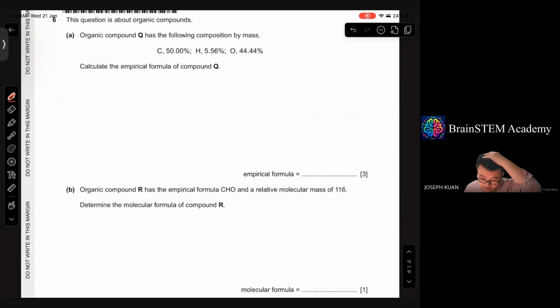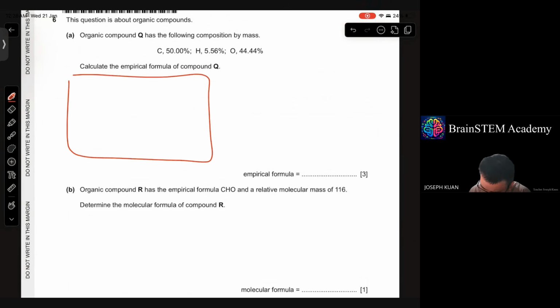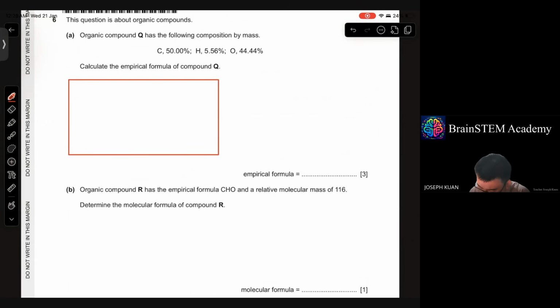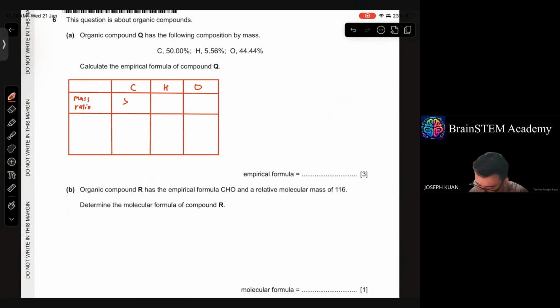Next, this question is about organic compounds. So they have this following composition by mass. We have to find out the empirical formula. Now, to turn the information to empirical formula, pretty simple. You just have to first list out the mass ratio. So the percentage by masses tell you the mass ratio actually is like 50% to 5.56% to 44.44%. Okay, it can be in grams, it can be in kg, but basically there's a mass ratio.